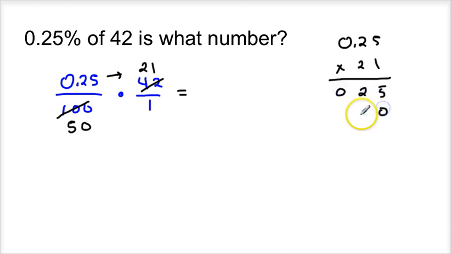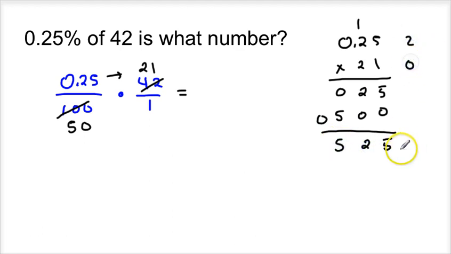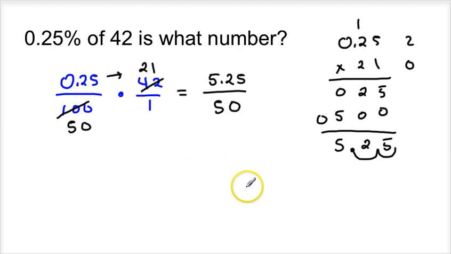Placeholder 0. 1 times 5 is 5. 2 times 2 is 4, plus 1 is 5. And 0 if you like. Add them. 2 decimal places in the top number, none in the bottom. Going 1, 2, so this becomes 5.25 on my numerator, or 5 and 25/100ths over 50. So again, here at this point, you could divide 50 into 5.25. I would right away bring up my decimal.